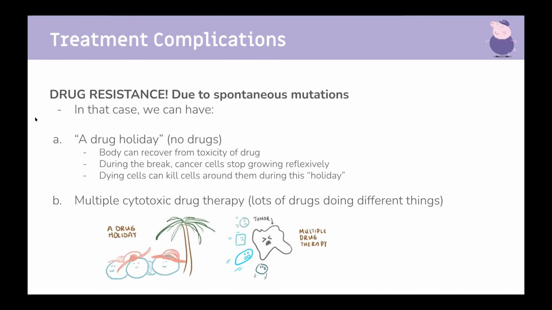So, some treatment complications. These are also pretty important to know about for some multiple choice questions. The first one is drug resistance because of spontaneous mutations of your cancer cells. As a result, we have ways to deal with that, including a drug holiday, which means there's a period when the patient stops being given anti-cancer drugs, and that way the body can recover from the toxicity of the drug.